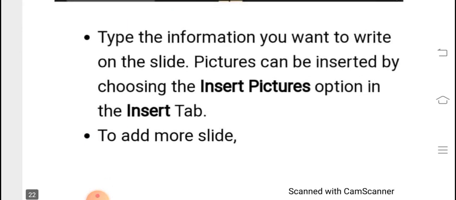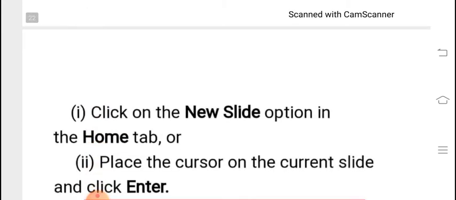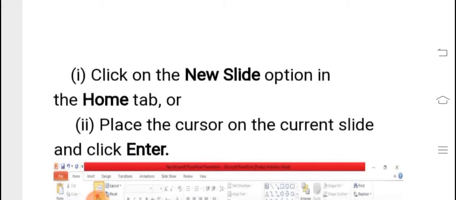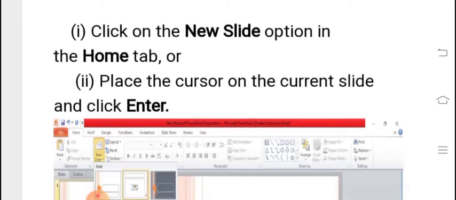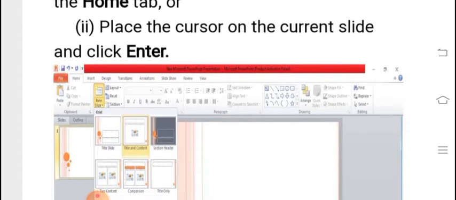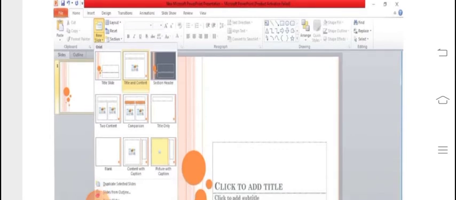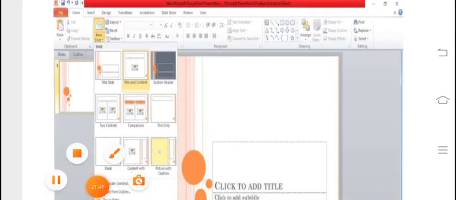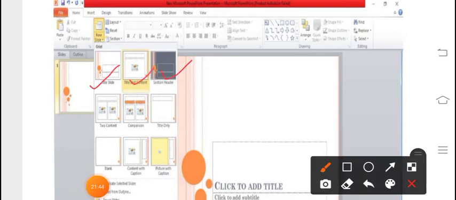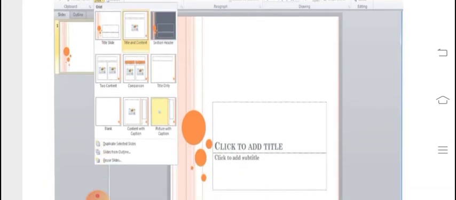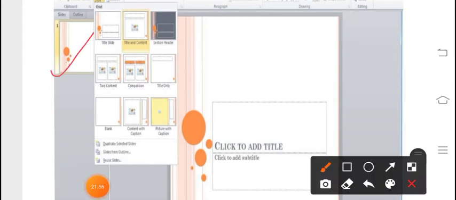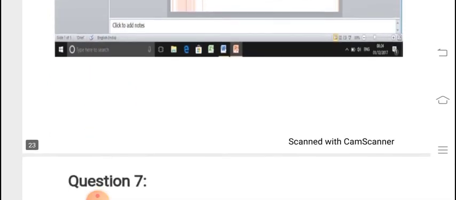To add more slides, click on new slide. The new slide option is given on the left hand side corner. So you can click on the new slide option in the home tab, place the cursor on the current slide and click enter. Afterwards, if you want to leave the new slide, you can click. Here are the examples of your slide. Whichever slide you want, you can select this slide. After selecting the slide, then click on your present page. This will be your second slide and the previous one is the first slide. Here you can observe one number. Okay, so this is the way to select the slide.